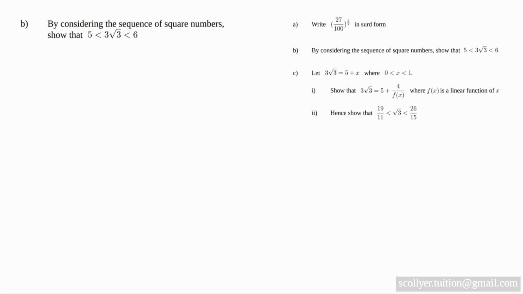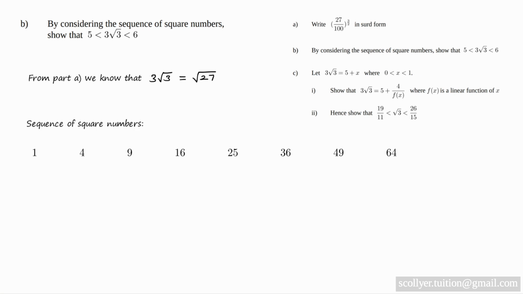Part B. By considering the sequence of square numbers, show that 5 is less than 3√3 and 3√3 is less than 6. And we first note that from part A, 3√3 equals √27. Now, here is the sequence of square numbers up to 64. And here is the sequence of integers which we square to produce that sequence of square numbers. And we note that 27 lies between 25 and 36. And 27 is of course significant because √27 equals 3√3.